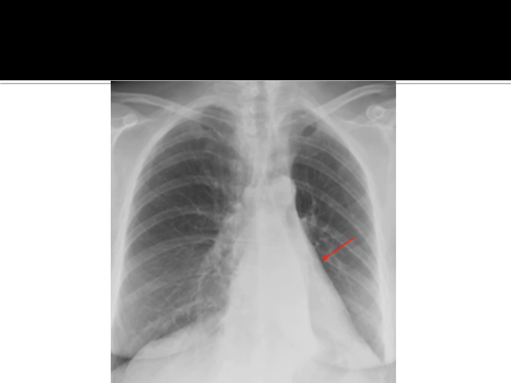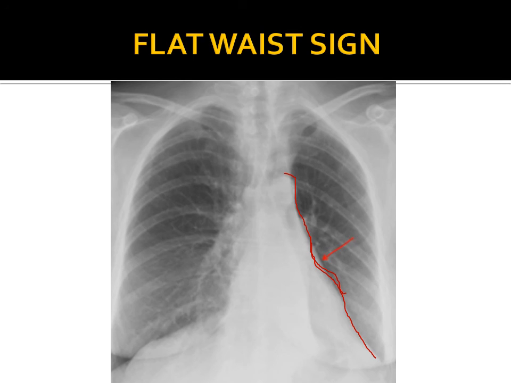This is another chest X-ray where we can see that the entire contour of the left heart appears flattened. So this is known as the flat waist sign. We cannot appreciate the contours of the aortic knuckle, pulmonary trunk, and the left heart border.